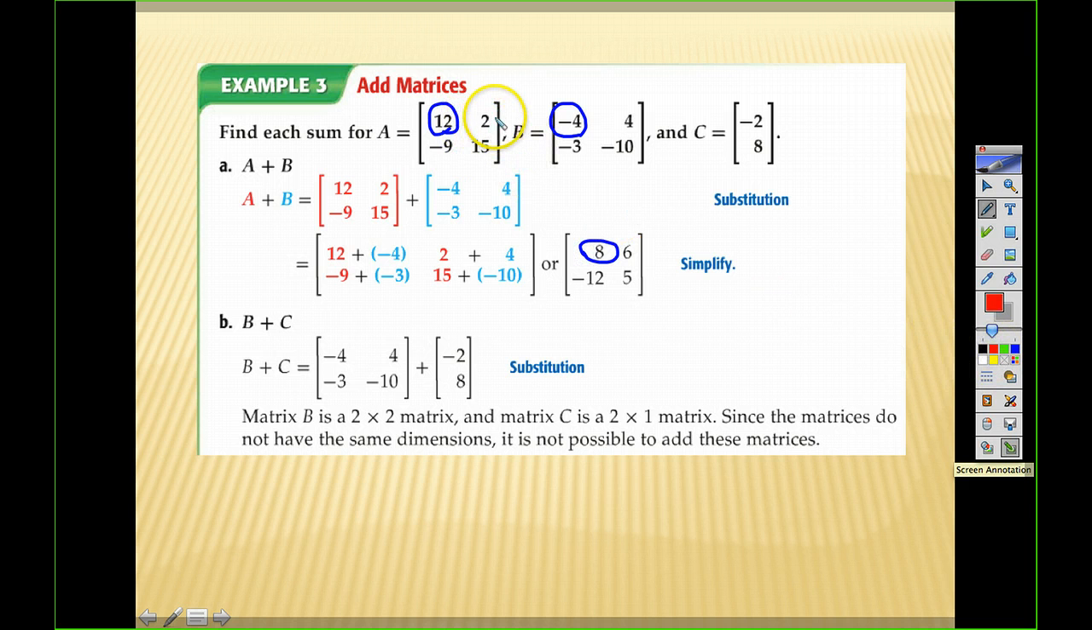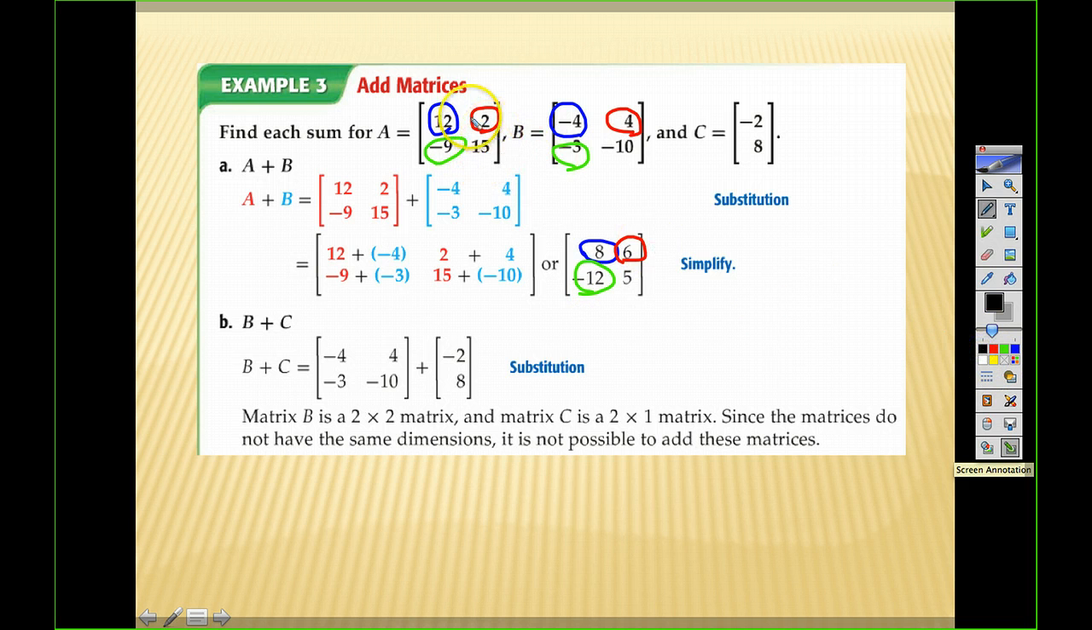And then you're going to just go ahead and add whatever is corresponding. So you have the first row, second column, first row, second column. Add those together, it becomes 6. Second row, first column, second row, first column becomes negative 9 plus negative 3, which is negative 12. You just put it in the exact same corresponding position.